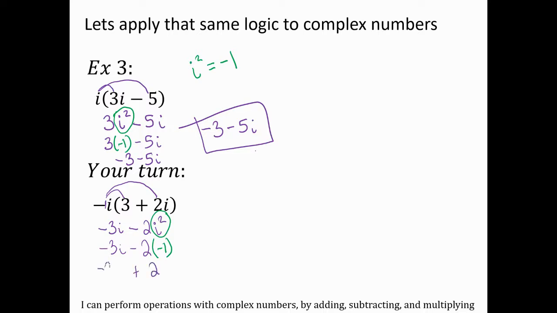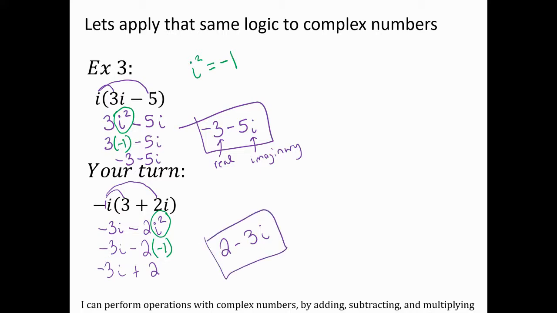And this is not a big deal. You could leave it like that, but technically you should always have the real part first, so the real number, and then the imaginary number. So we should technically have this flipped. So it should be 2 minus 3i. That way the real number is first, and then the imaginary number is second.